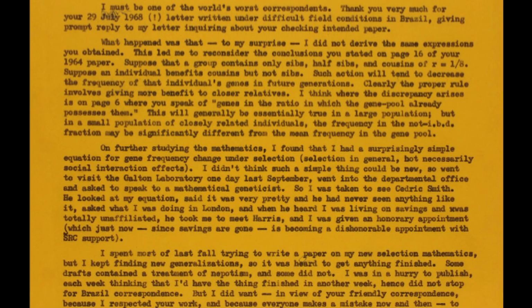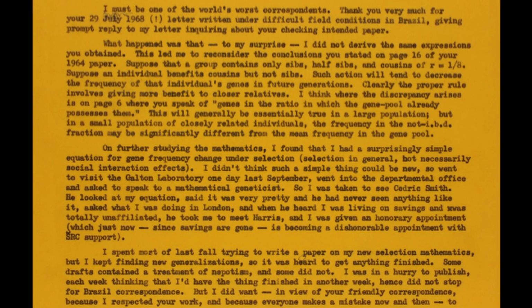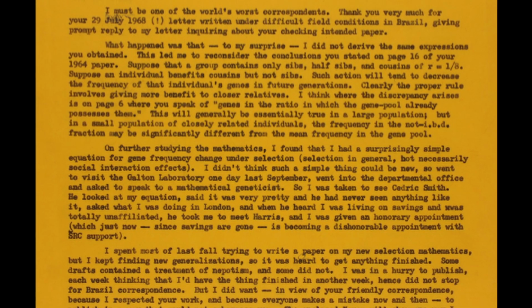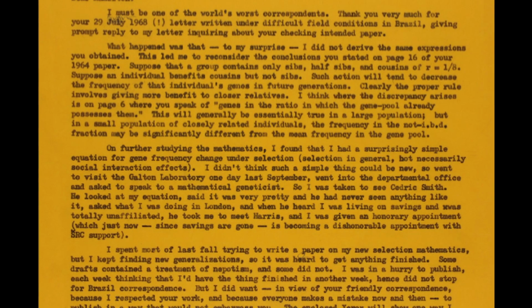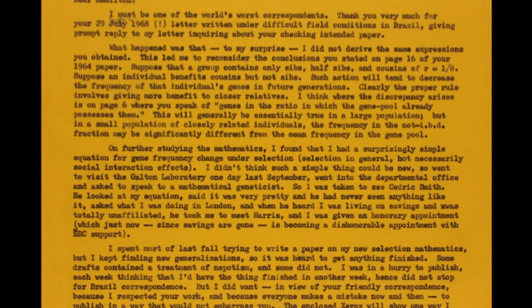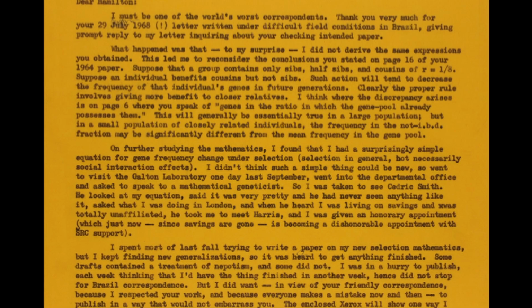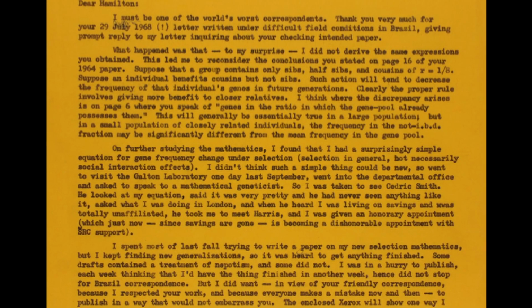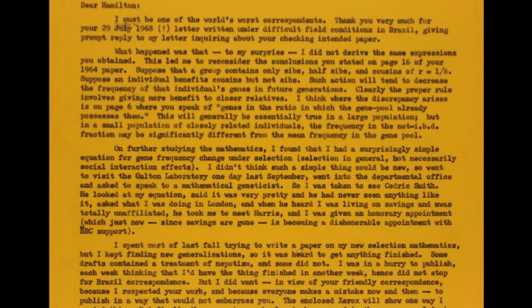So I was taken to see Cedric Smith. He looked at my equation, said it was very pretty and he had never seen anything like it, asked what I was doing in London, and when he heard I was living on savings and was totally unaffiliated, I was given an honorary appointment." Unbeknownst to George, this mathematical geneticist was the same Cedric Smith that had served as Bill Hamilton's graduate advisor. Later in the letter, George informs Bill that he thinks Bill has made some errors with respect to kin selection given his new calculations.